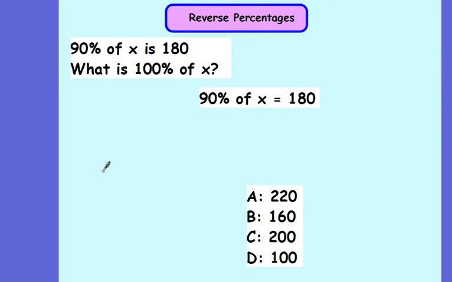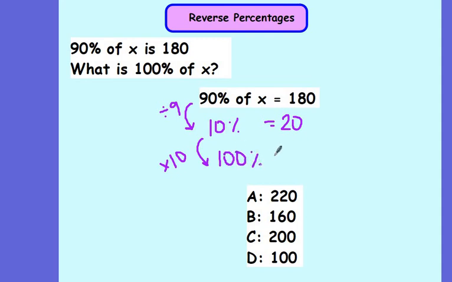One final question for you. If 90% of x is 180, what's 100% of x? Let's go through it. Let's try and work out what 10% would be. If I divide by 9, I know that 10% of x is 20. I can then just multiply that by 10, which tells me 100% of x is 200. So the correct answer was C.